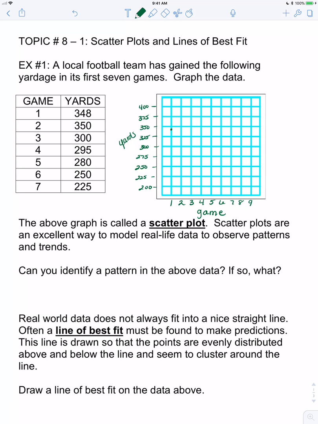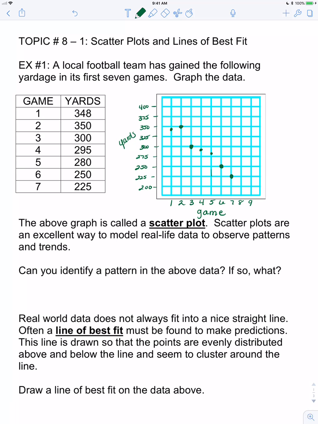Okay, so just looking at our data, for game 1, we went 348 yards, so that should be somewhere around here. For game 2, we went 350 yards. Game 3, we did 300 yards. Game 4, we did 295 yards. Game 5, we did 280. Game 6, 250. Game 7, 225.